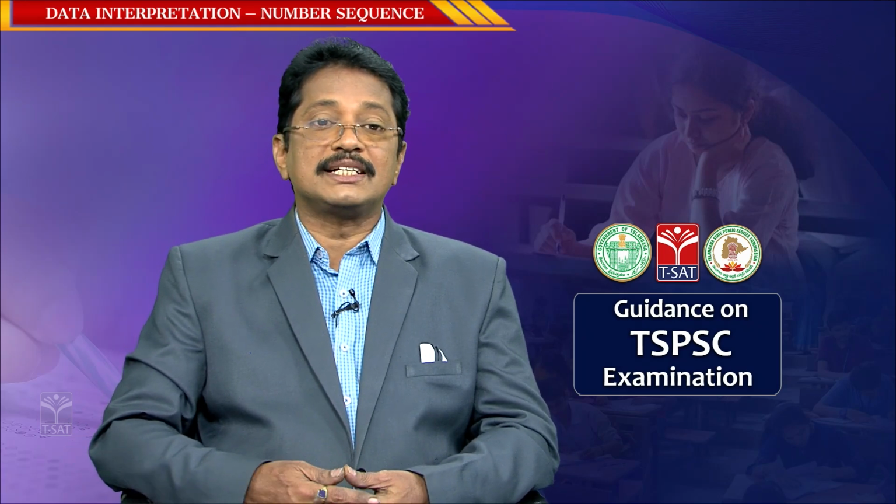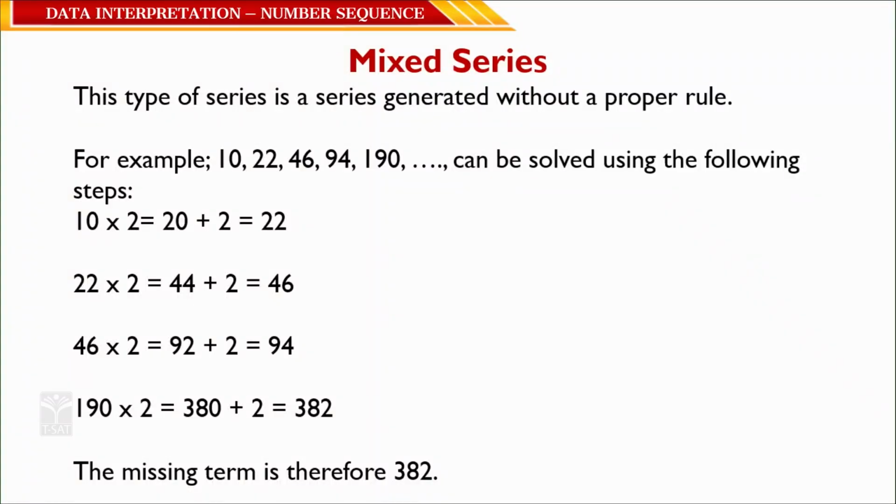This is very important. Mixed series, this type of series is a series generated without a proper rule. For the previous one, arithmetic progression, there is a rule. What is the rule? Each number is generated by adding or subtracting a fixed number. That is the rule of arithmetic progression. For geometric progression there is a rule: each number is generated by multiplying with a fixed number which is called the common ratio. In arithmetic geometric progression the rule is first addition then multiplication. Even in the Fibonacci series, each number is generated by the sum of 2 previous numbers, meaning 2 preceding numbers.